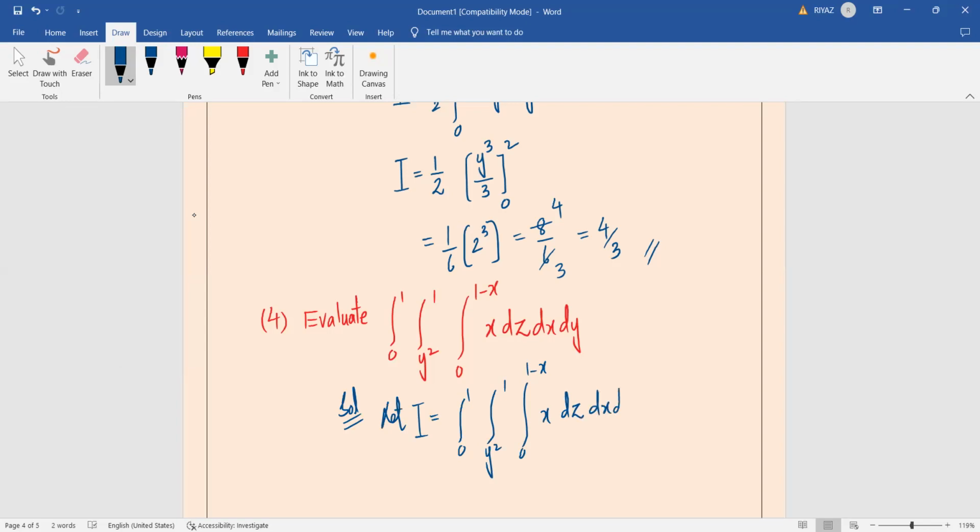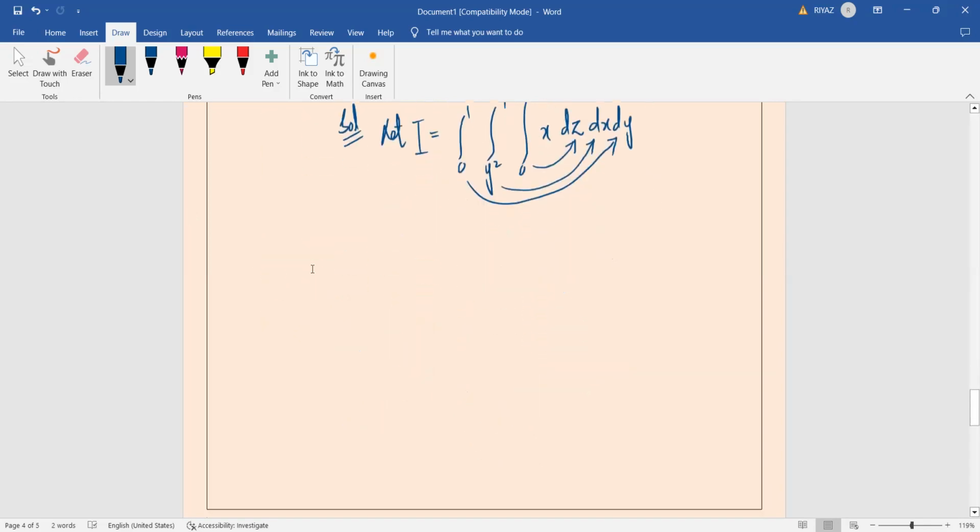x dz dx dy. What I told you, this inside limit is for z, this is for x and this is for y. Now look, the third limit is in terms of x, so either it is the limits of y or z, so we assume that it is z. If the second limit is in terms of y, either it is the limits of z or x, but z is already over, so definitely x. Like that you can easily verify, the hint is there in our question only.